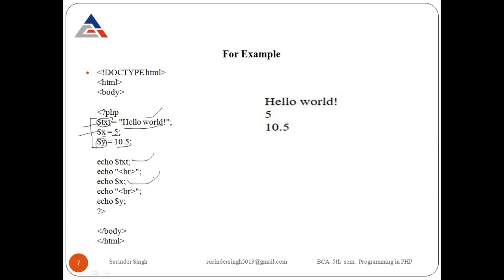Then there are printing statements. This is a line break for the next line. First we print txt, then there is a line break, so the cursor will move to the next line. Then we print x, then again a line break. Then we print the y variable. Clear? This is a simple program for illustrating the concept of variables.